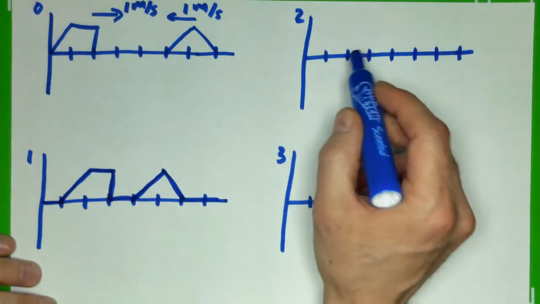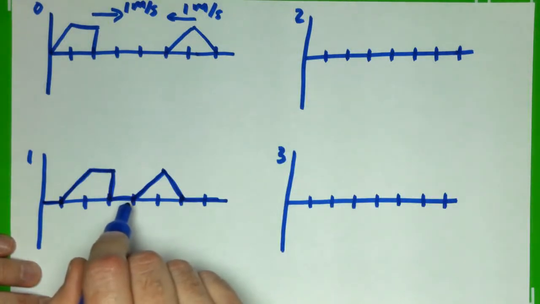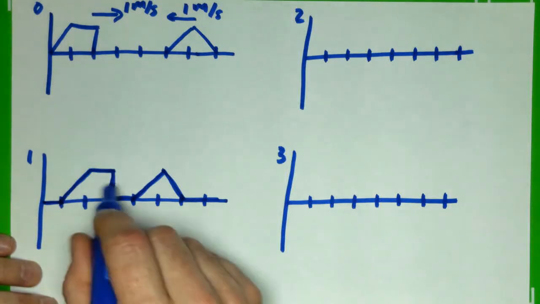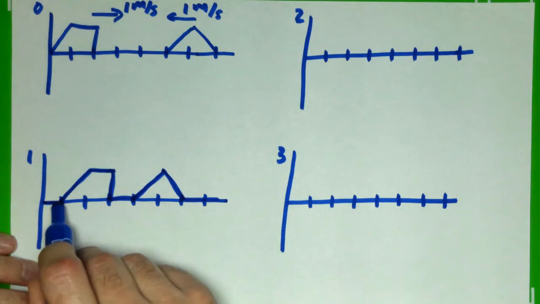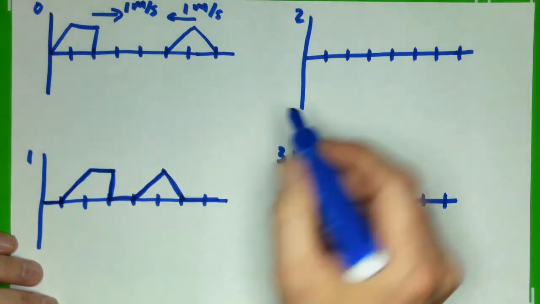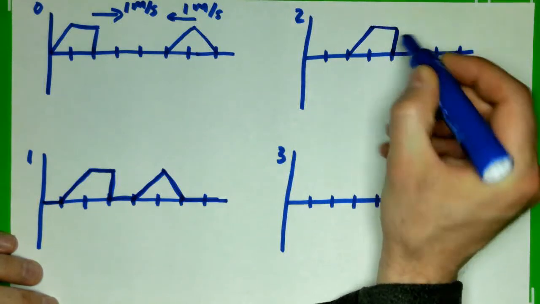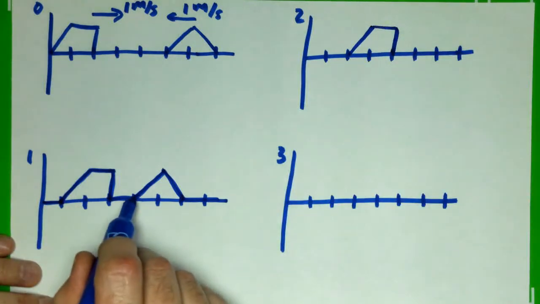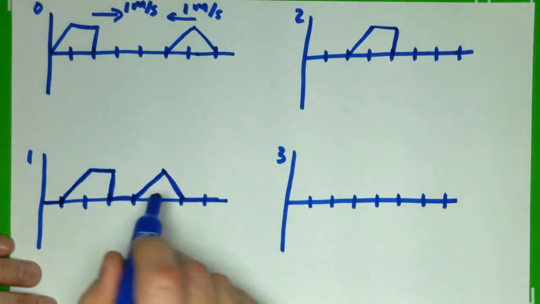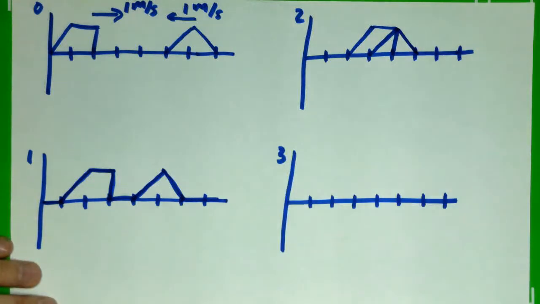At 2 seconds, this one has moved 1 more meter to the right, since it moves 1 meter per second, and this one has moved 1 meter to the left. Let's draw this one by itself. Trailing edge is now at 2. The leading edge is now at 4. So we have this for that pulse. This one, the leading edge is now at 3, and the trailing edge is at 5. So we have that one.